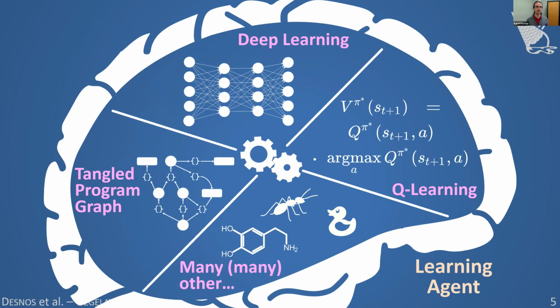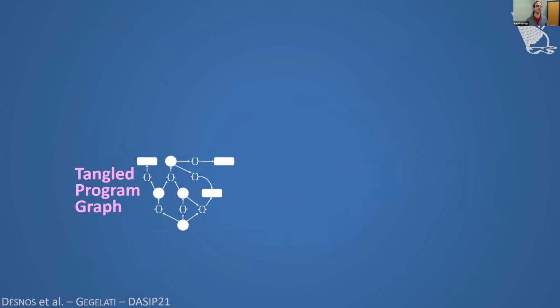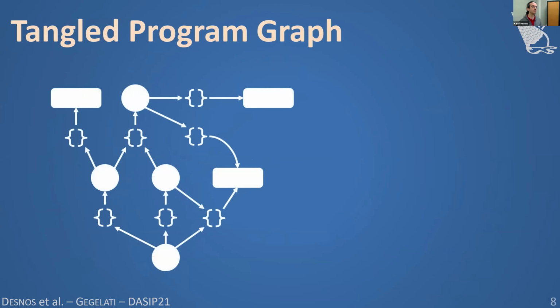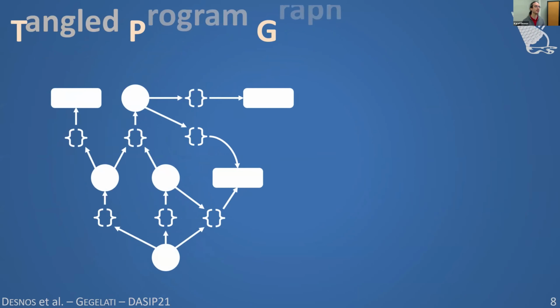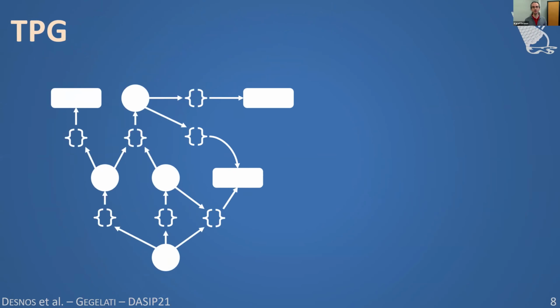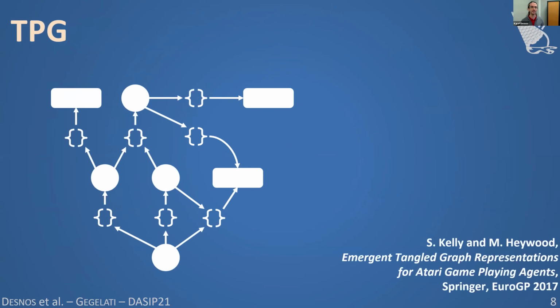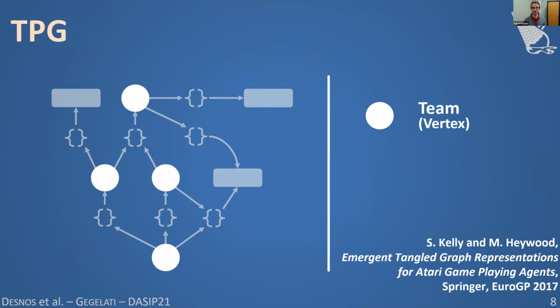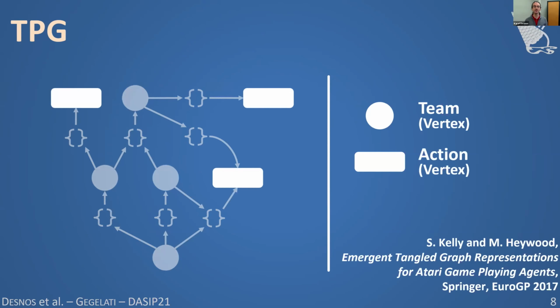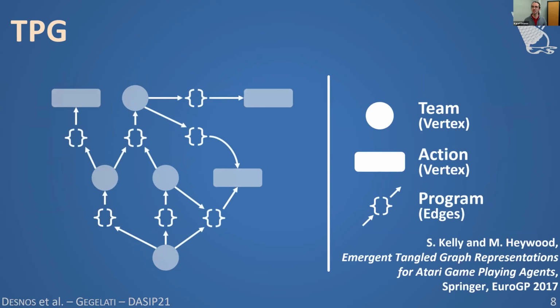What we are interested in in this paper is another technique for machine learning, which is Tangled Program Graph. A Tangled Program Graph, or TPG for short, is a reinforcement learning technique that was introduced in 2017 by Stephen Kelly and Malcolm Heywood from Dalhousie University in Canada. A TPG is the model that is used to power the reinforcement learning artificial intelligence. This graph is composed of teams, which are the vertices of the graph, actions, which are the leaves of the graph, and programs, which are the edges of the graph.